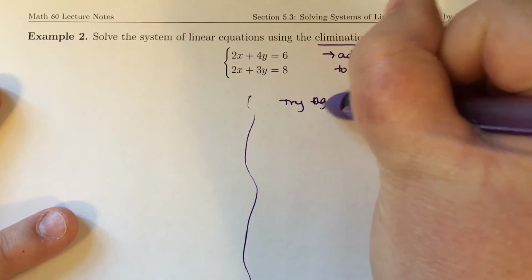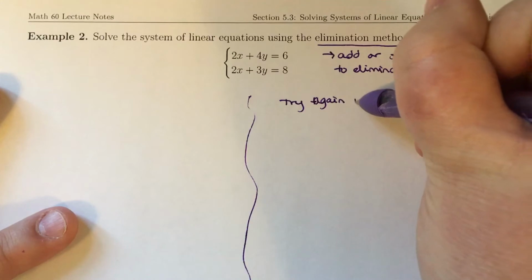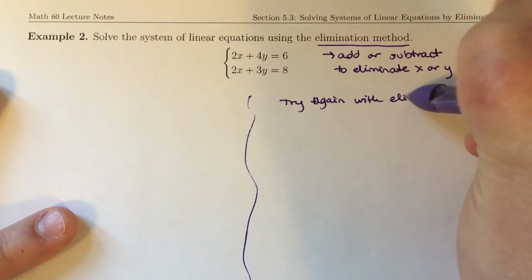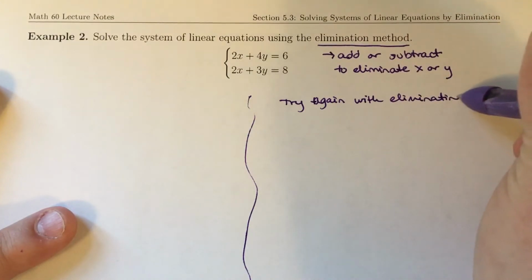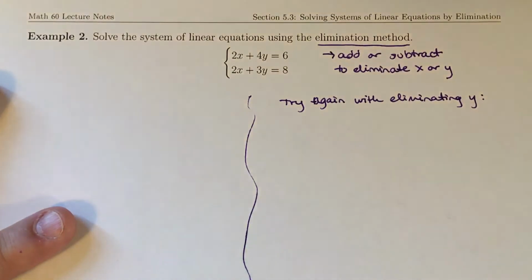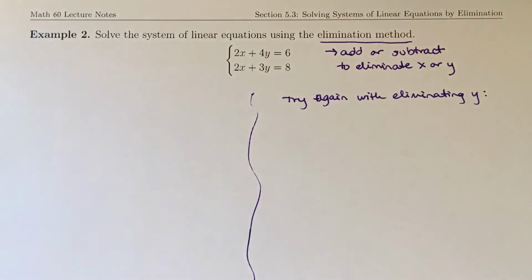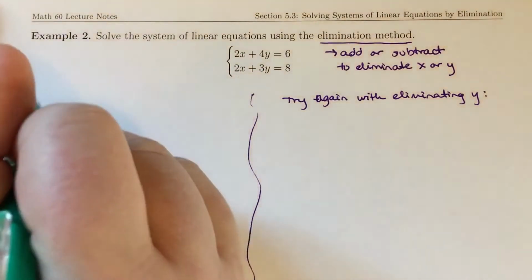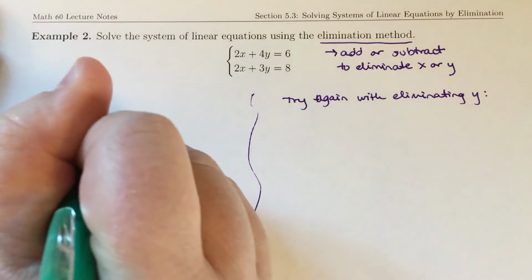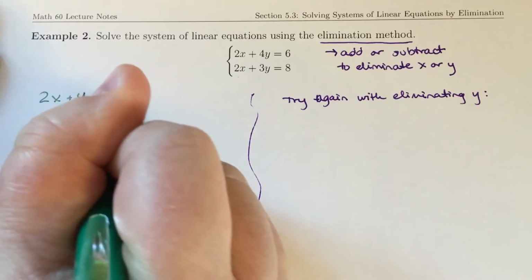So we'll plan on trying again with eliminating y, but let's do it the easier way first. I want to show you that both ways would work, but easier is often better. So I'm going to just rewrite this. 2x plus 4y equals 6.